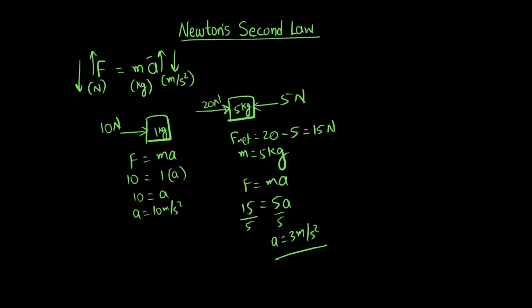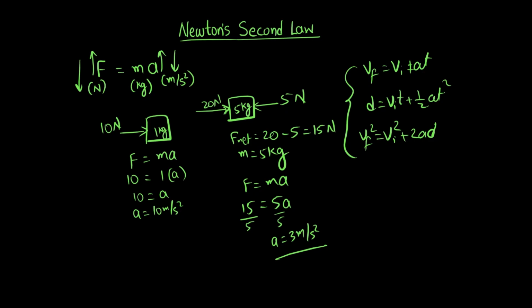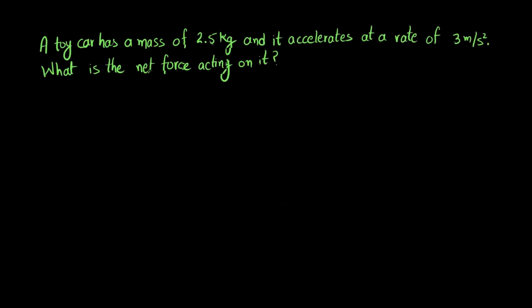Notice that we have acceleration in the equation, and acceleration is also involved in the equations of motion. V final equals V initial plus at, d equals V initial t plus half at square, and V final square equals V initial square plus 2ad. So in some of the word problems, you might have to use these equations to find a. And then once you have a, you will plug it in the original formula, F equals ma, to find the net force. Let's see this word problem.